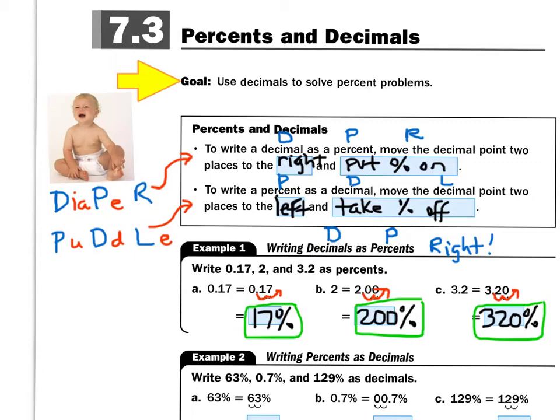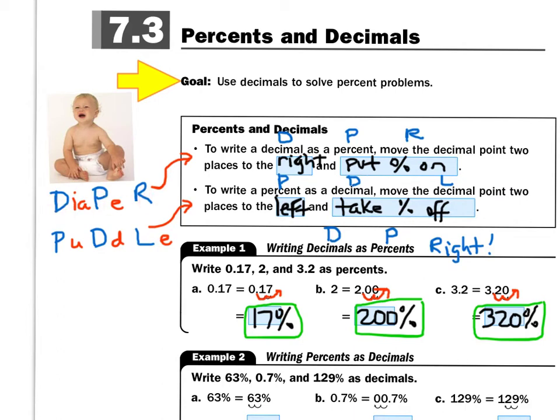Hello, you guys. Let's talk about 7.3% and decimals. All right, and so take a look here. To write a decimal, put a D above it. As a percent, put a P above it. Move the decimal point to the right. And so that's why I have this little picture of a baby with a diaper. So DP, so decimal to percent, move to the right, like a diaper.